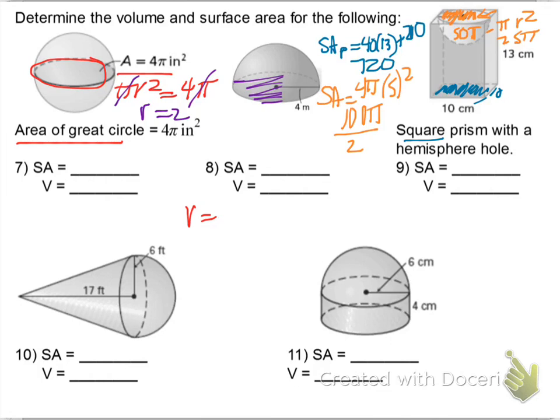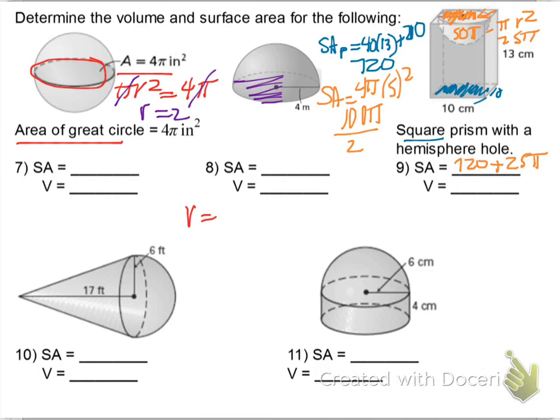So the surface area of this entire thing is 720 plus 25 pi. That's a tad tricky. Volume, I'm not going to go over the volume here. Volume, I think, is just a little bit simpler. Get the volume of the prism and subtract the volume of the hemisphere. Nothing too crazy there. Okay, number 10, we have this hemisphere in a cone.